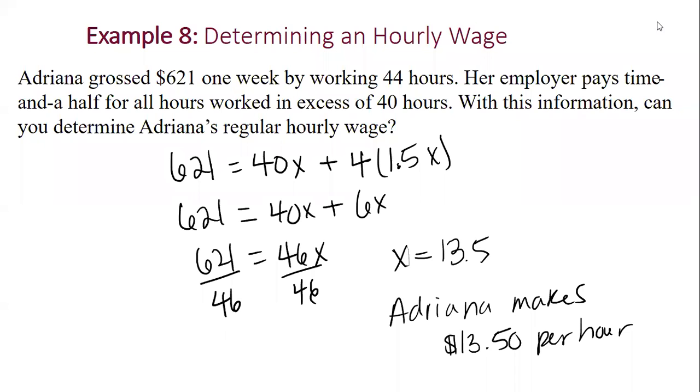All right, so this is how you can set it up. You know that she worked 44 hours. So for 40 of them, she's gonna get her regular pay. And then for 4 of them, she's gonna get her pay plus half of her pay. And then you just go from there and solve it. All right.